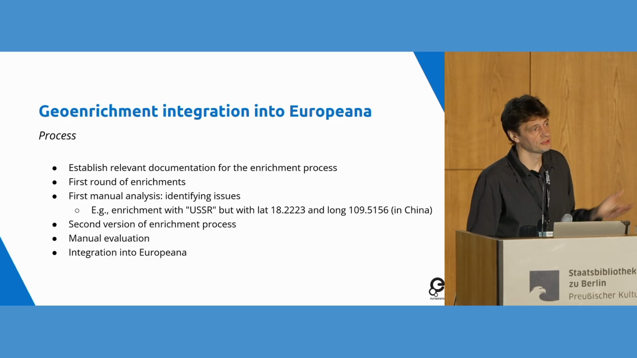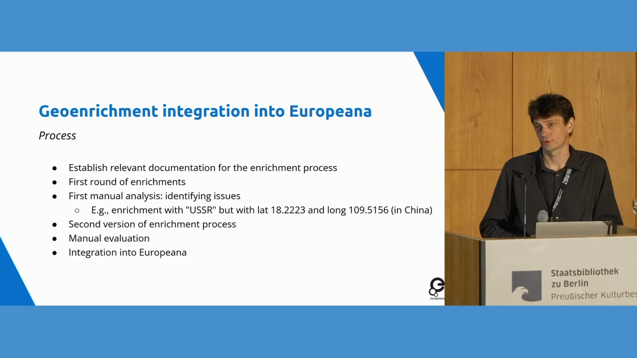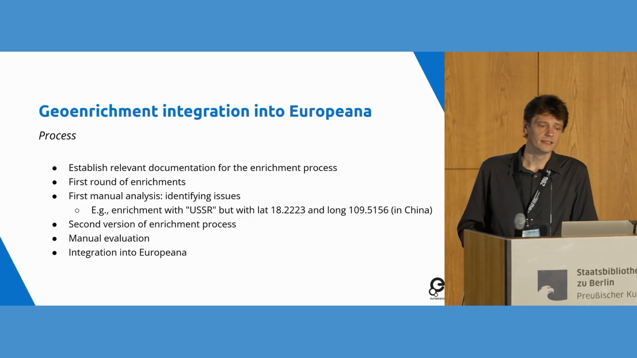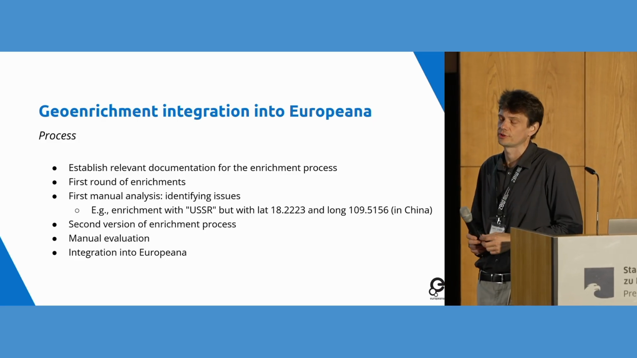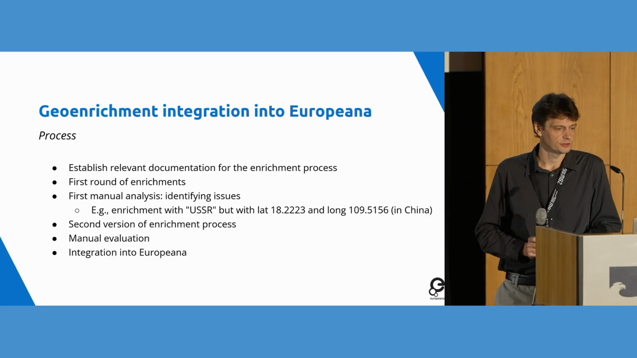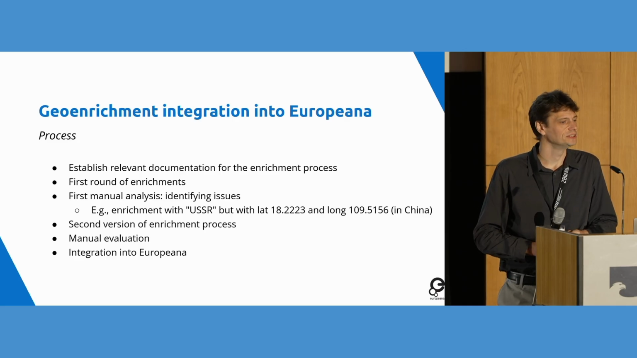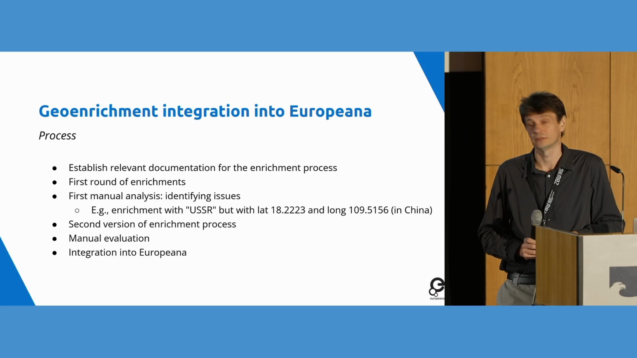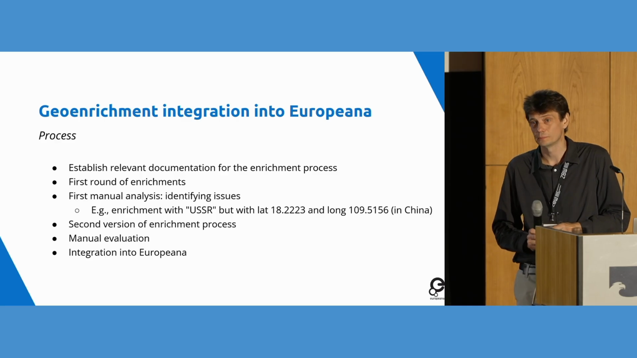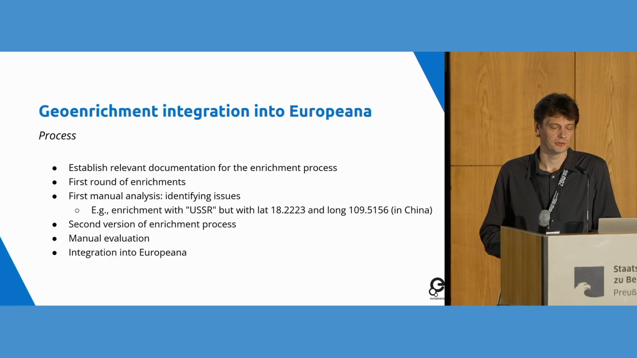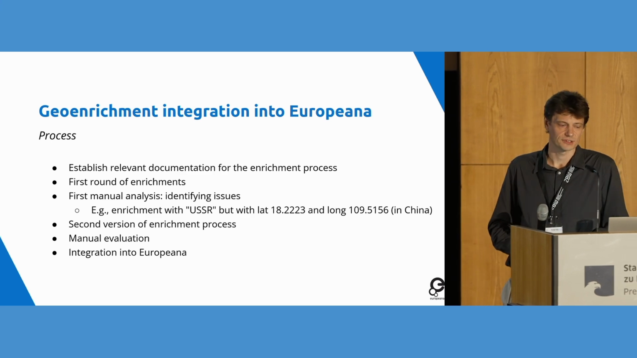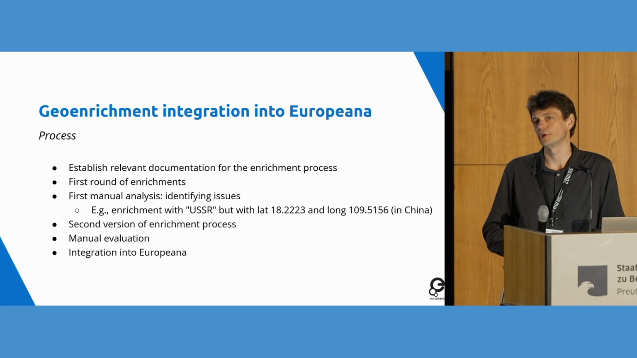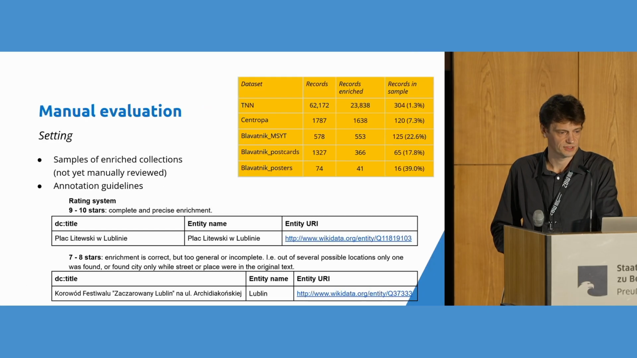So we've established with the project the relevant documentation for the enrichment process. As said earlier, it's a very important thing. There was a first round of enrichment, after which, or during which we've identified some issues, such as, for example, an enrichment which was actually correct in terms of labels, but actually assigned coordinates which was not good. So that's sort of stuff. So we came back to the enrichment process. There was a second version, and it was then that we decided to do a manual evaluation of the results so that we would have a better idea of the quality.